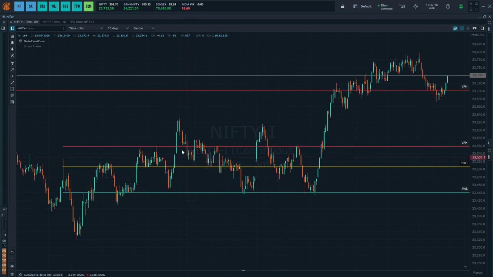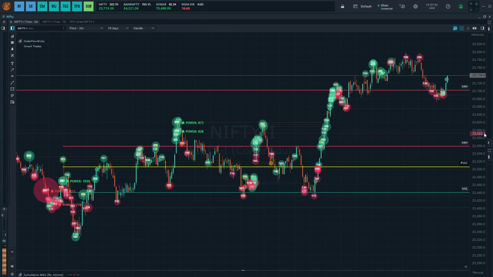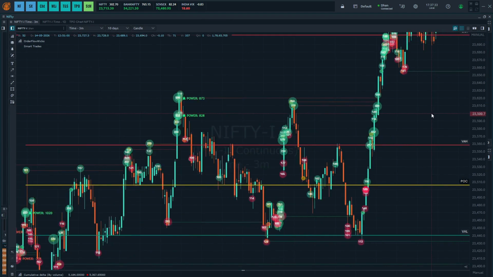So what happened here? First of all, today's market opened here and broke the value area high. But when it broke the value area high, it got rejection here. Now let us turn on our indicator and see where it got the rejection.